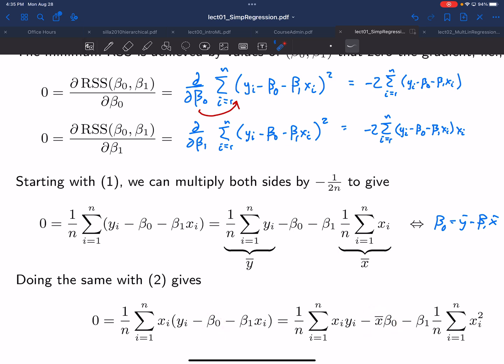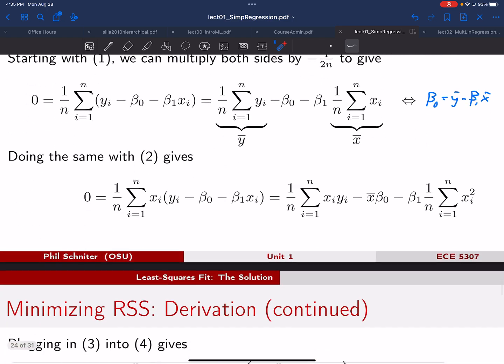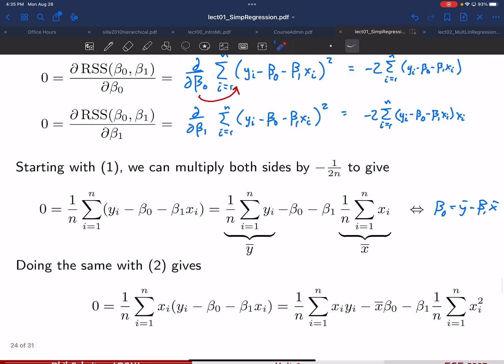Okay, so for the middle term, I can move the beta 0 out front, and then all I have left after that is the average of xi, which is x bar. And then for the last one, we can move the beta 1 out to the front, and then again, we get an average, but now it's an average of xi squared. Okay. And there is where we have an opportunity to use some of those equations we derived earlier.